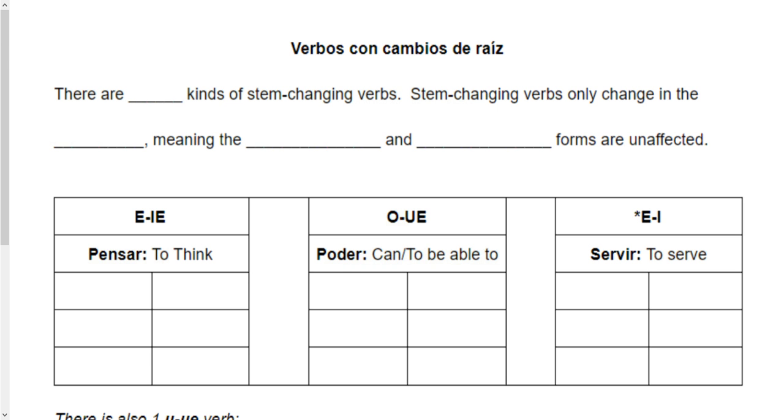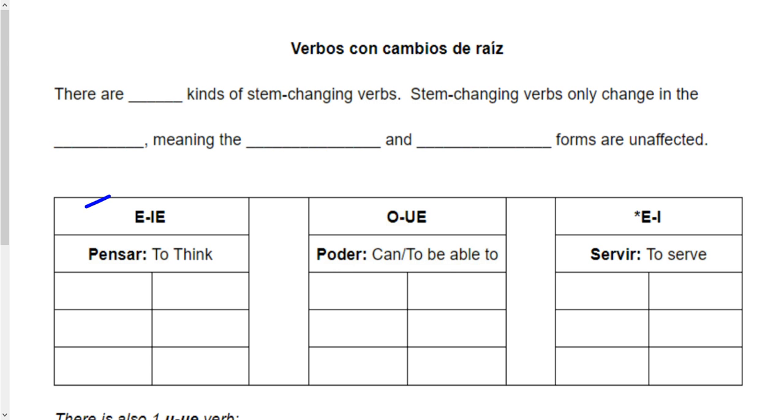So, just so you know, this document that you're looking at right now matches the homework you have on here, the worksheet quiz on here. So if you would like, you can open this video in another tab, go and open your quiz, and complete the first several with me, and then just do the last 9 or 10 by yourself. So, verbos con cambio de raíz, stem changing verbs.